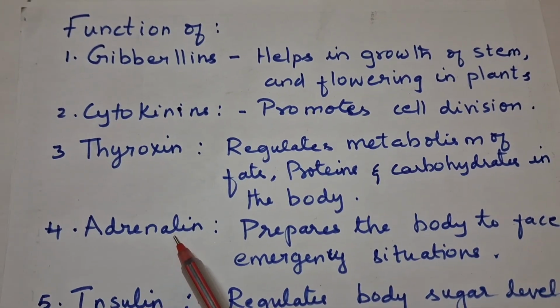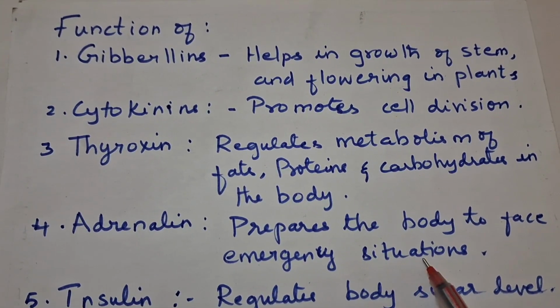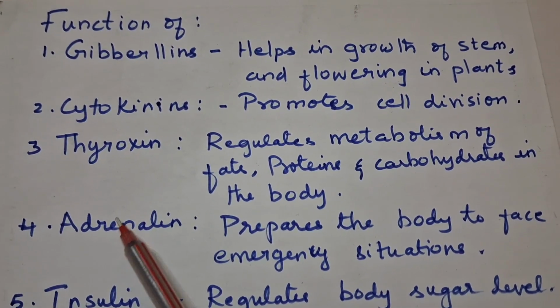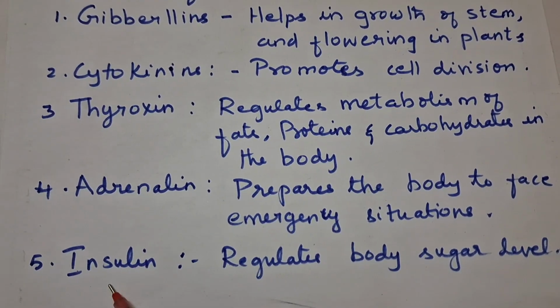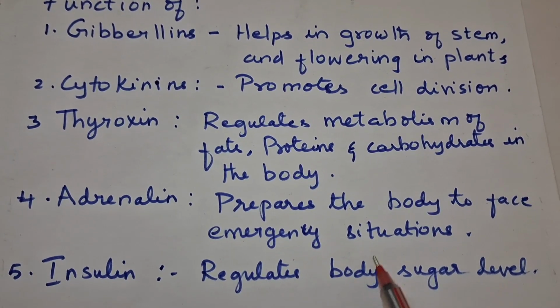Next is adrenaline. Adrenaline prepares the body to face an emergency situation. It is secreted in the adrenal gland located above the kidney. Insulin is a hormone secreted by the pancreas, which regulates body sugar level.